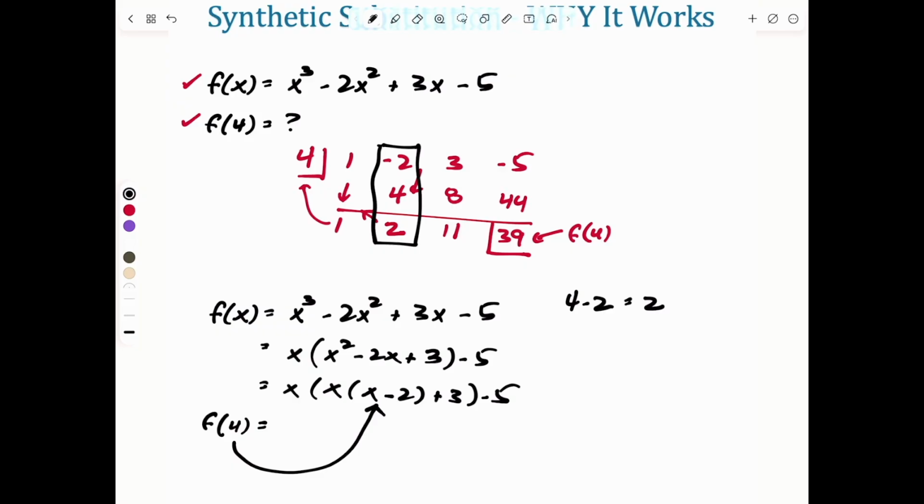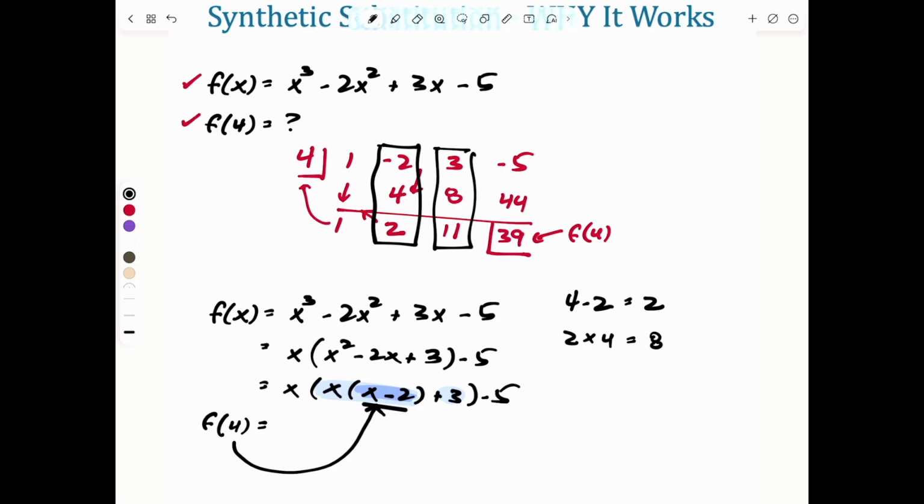And now that I have that result that 4 minus 2 is 2, what did we do with this value of 2? We multiplied it by the number on the outside, which was 4. So we have 2 times 4 is 8. And then when I have that value of 8, I add 3 to it to get 11. Now where do we see 8 plus 3 is 11? We see it right here.